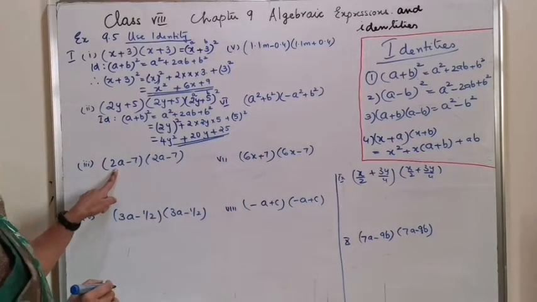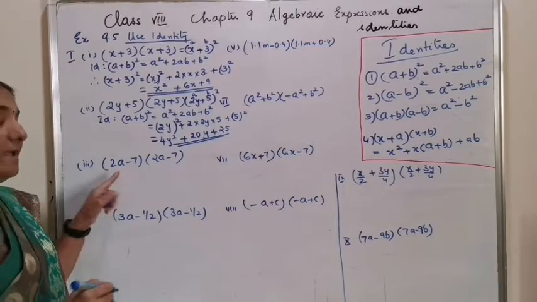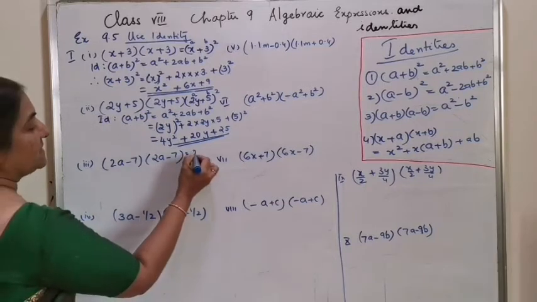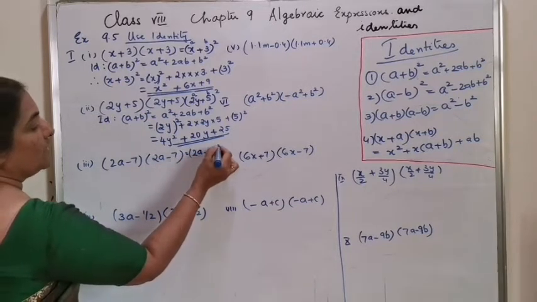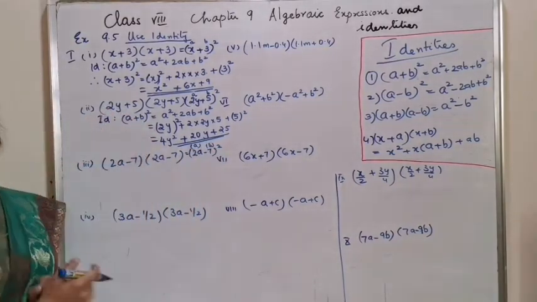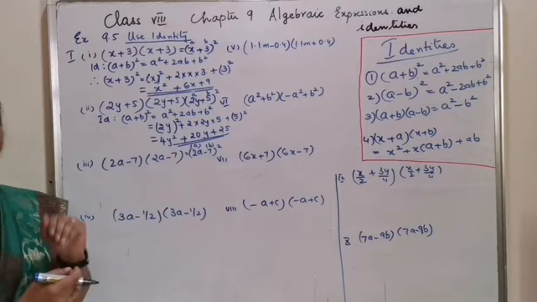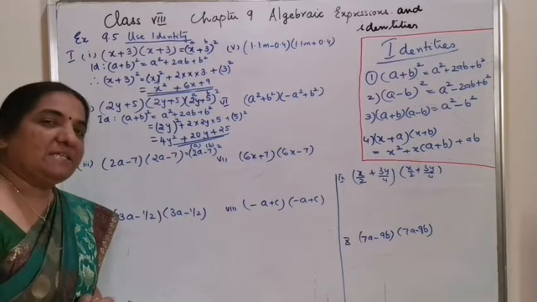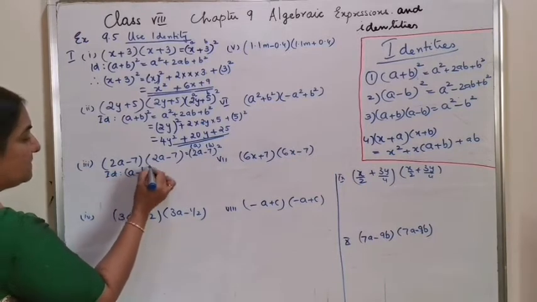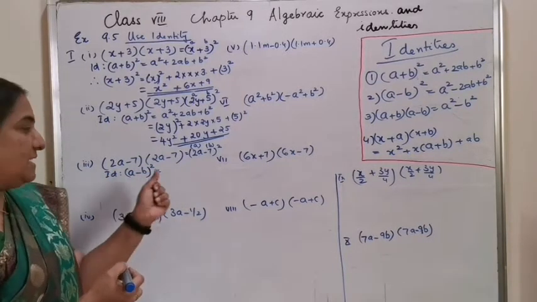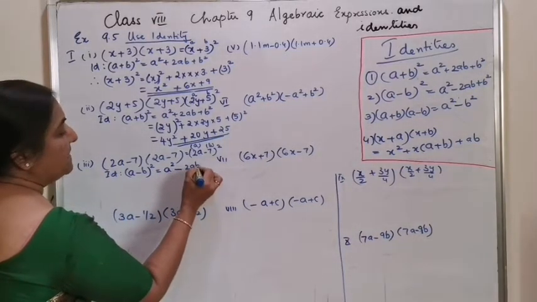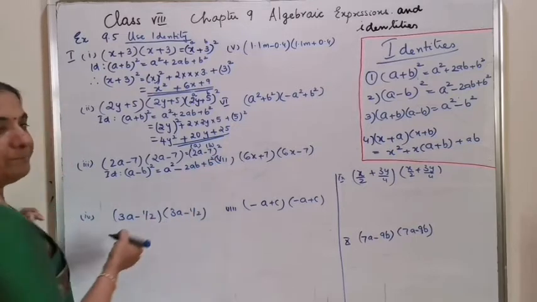Similarly, now the identity of (a minus b) the whole square. The method is the same way. Let's do it as (2a minus 7) the whole square. Your a is 2a, your b is 7. No need of considering the sign because you have the direct identity of (a minus b) the whole square. The identity you are applying is (a minus b) the whole square. The negative sign is already there in the identity: a square minus 2ab plus b square.